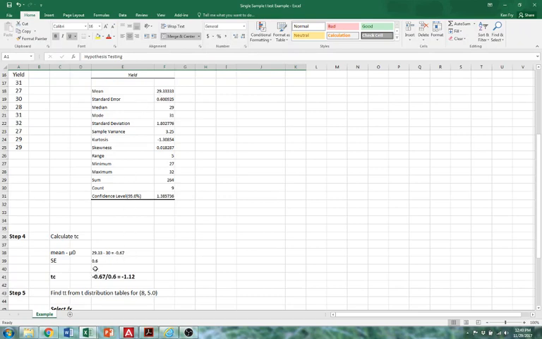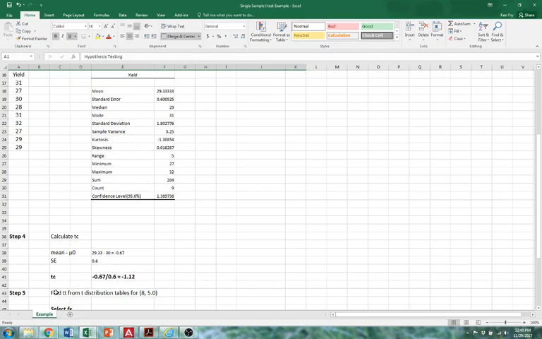So if we have negative 0.67 divided by 0.6, so the sample mean, subtract the population mean, and then divide that value by the standard error, you get negative 1.12, and that is our t-statistic, and that's the calculated one. Now we ignore the sign because of course we're only concerned about the magnitude of that statistic.